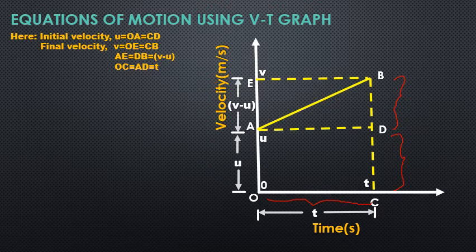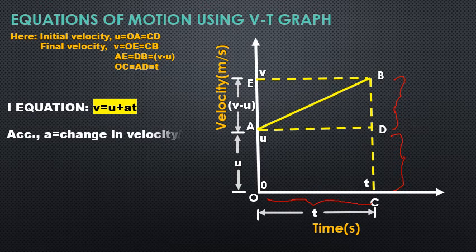Now let us start the derivation. As you see, we will derive the first equation. As you know, acceleration is given by change in velocity divided by time taken. Now how do you find the acceleration from a speed time graph? In order to find acceleration from a speed time graph, you must find its slope.